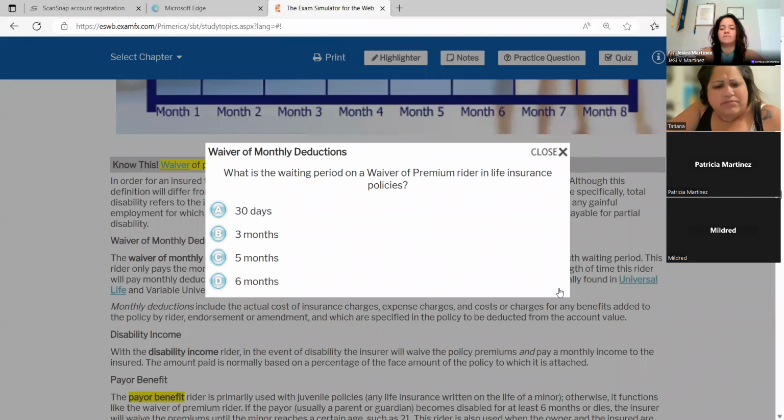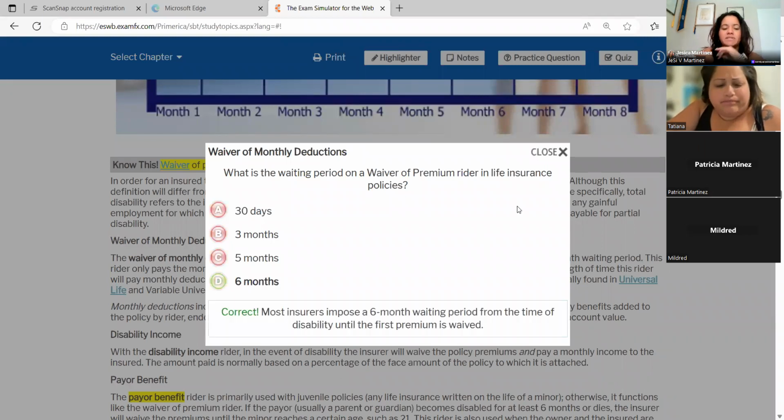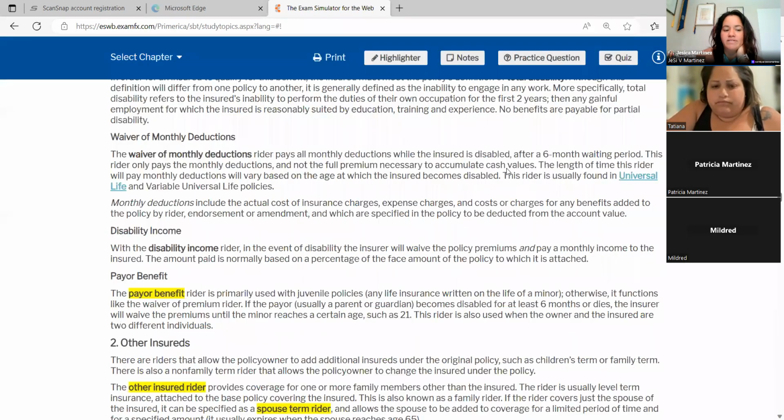Waiver. Is it at least 6 months? Yep, there we go, 6 months. And that's most insurance, okay? So most insurance companies will have that 6-month premium. It might be that one has a different number, but for most, like the universal law for the exam, it will be 6 months.